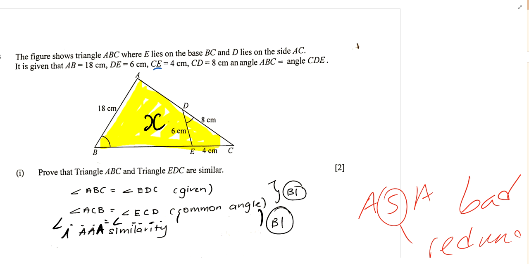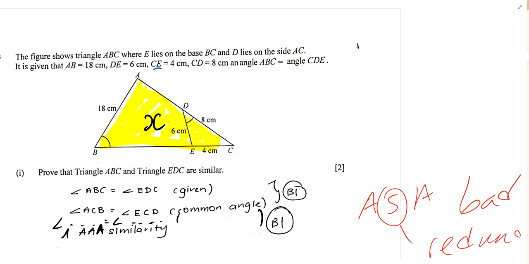What if I tell you that the area of the big triangle is 18? For example, area of the big triangle is 18. What is the area of the small triangle? 2. Why? 18 divided by 9, you get 2. So how much must this be?